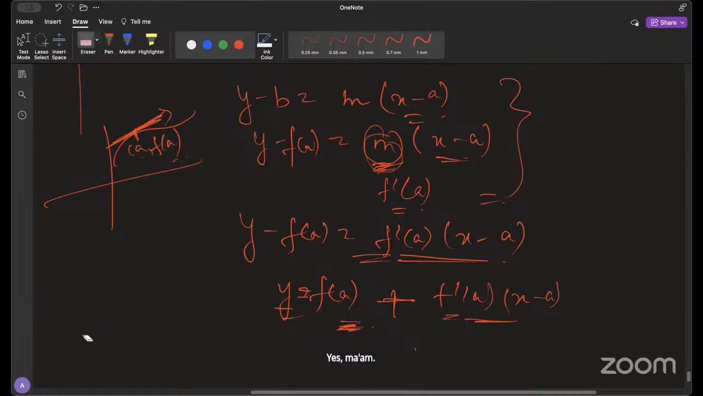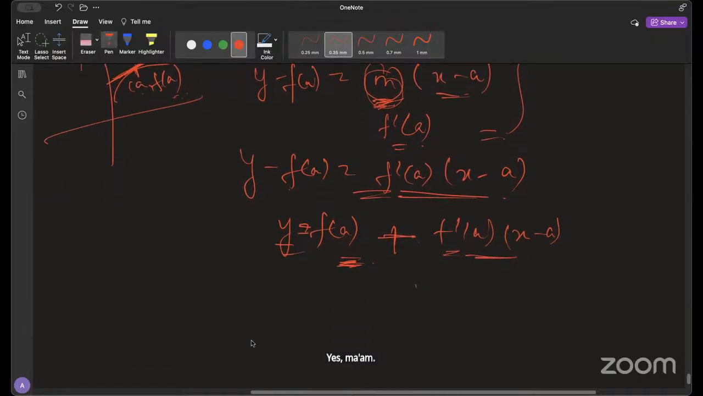Excuse me, ma'am. Yes. Ma'am, if a tangent has a slope infinity, then should we say that it's not differentiable?